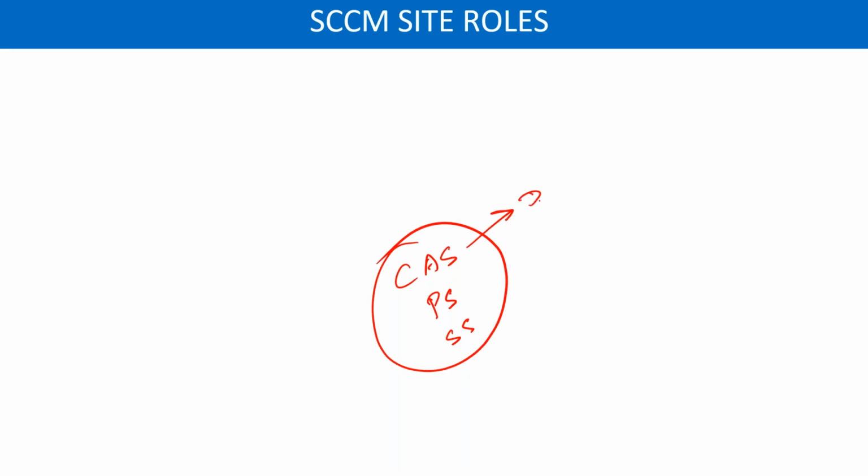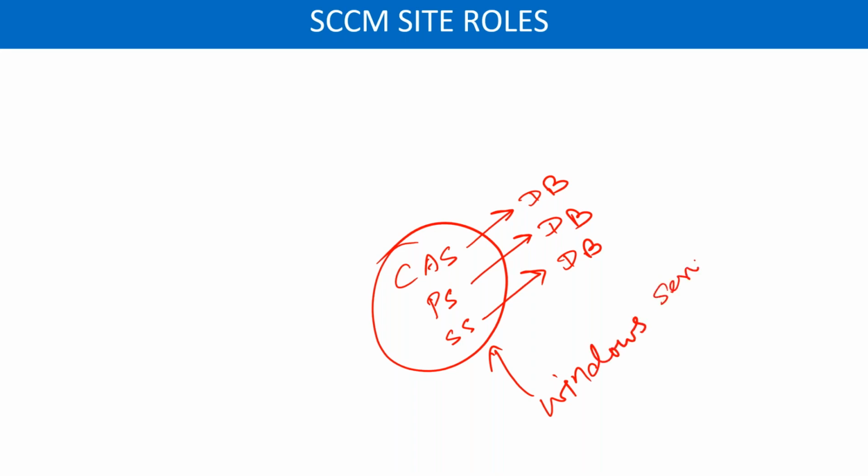All of them need a database, okay? Whether you have a primary site, secondary site, or central administration site, all need a separate database. All can be installed on Windows Server. Which one? 2008, right? Windows Server 2012, greater than or equal to 2012. 2012 R2, 2016, 2019.